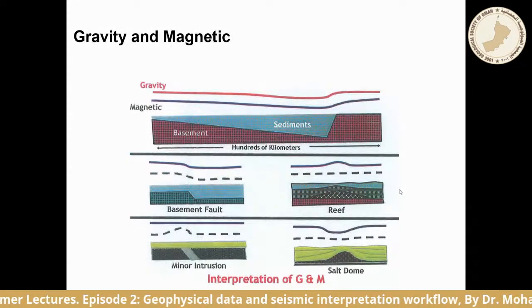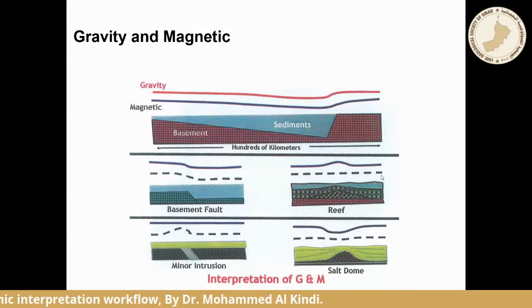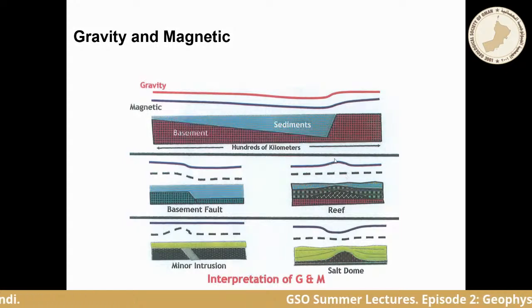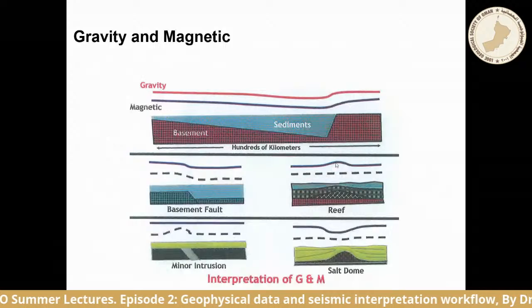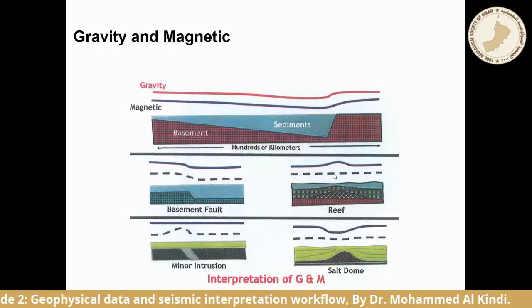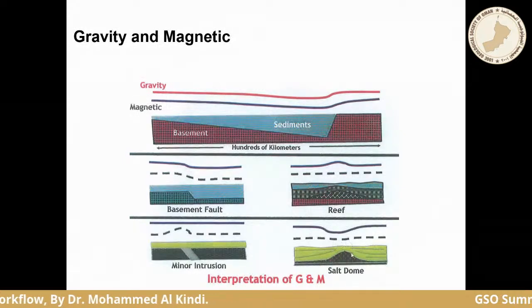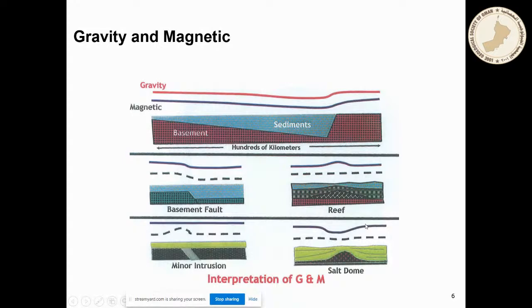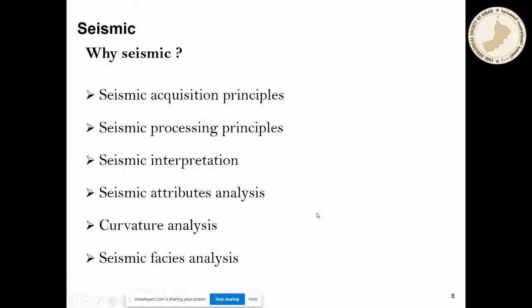In some cases, for instance for a reef, if you have a uniform thickness of the sedimentary basin, then the magnetic will not see it. But because the reef buildup will have lower gravity, you will see it in gravity, but you won't see it in magnetic. Here, for instance, magnetic can see the salt intrusion or salt dome, but gravity will be more conclusive here. So it's very useful. This is just an example. I'm not going to go through it now.